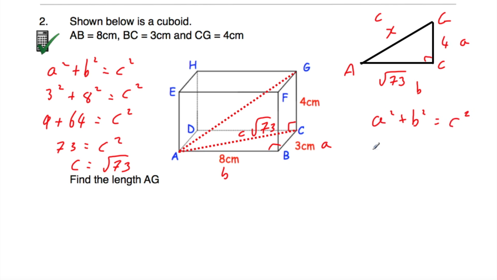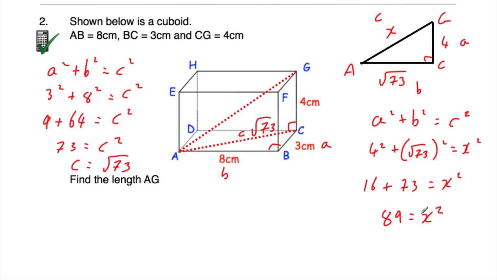A squared, well, that's going to be 4 squared, plus B squared, that's going to be root 73 squared. And again, I'm just leaving that as a surd because I know that when I square it, I'm just going to be left with 73. And that's equal to C squared, but C was X, so we're just going to call that X squared. 4 squared is 16 plus, and then we've got root 73 times root 73, that's just going to be 73, and that's equal to X squared. Now if we do 16 plus 73, that's equal to 89, and that's equal to X squared. So if we square root that, we're going to get that X is equal to root 89. Okay, so now we're finished. I'm just going to work that out as a decimal number.